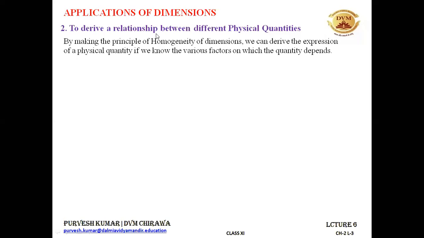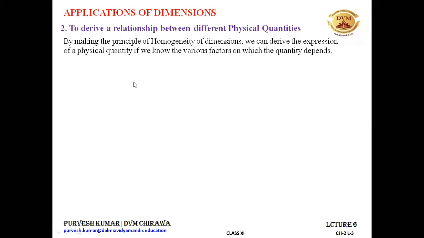Principle of homogeneity means that whatever be the dimensions of the quantity on the left hand side, the same dimensions have to be for the quantities that are involved in the right hand side. So this means the dimensions of LHS have to be equal to the dimensions of RHS. This is what the principle of homogeneity is. And by using this principle, we can easily derive the expression for various physical quantities, provided we know on which factors the quantity depends.